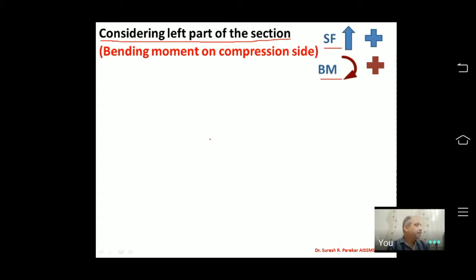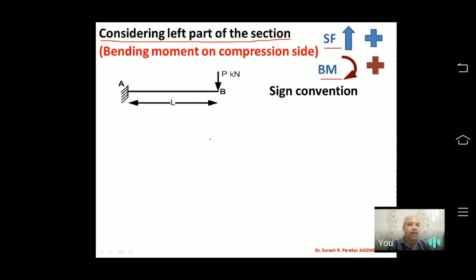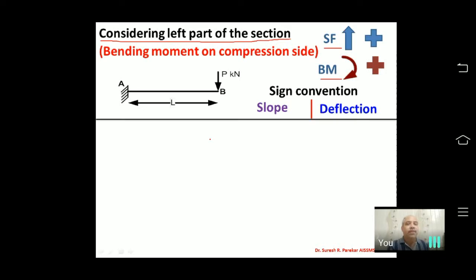Now we will consider a simple cantilever beam with a concentrated load at the end. What sign convention are we using for slope and for deflection? We are going to plot the bending moment diagram. We have this bending moment diagram, PL upon EI. Since it is PL upon EI, this acts as the loading on the conjugate beam.